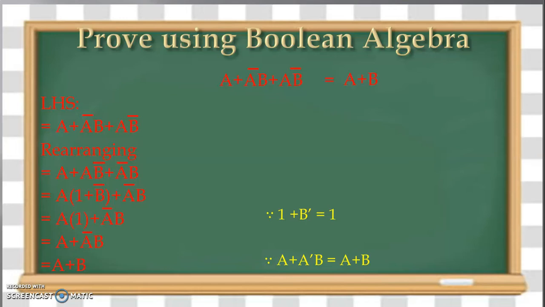So this way we can prove our given Boolean equation. A plus B, that is the right hand side. So the left hand side is equal to the right hand side. So we can say that we have proved this Boolean equation.